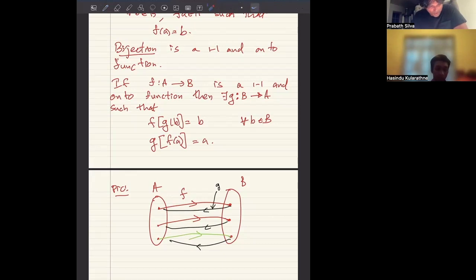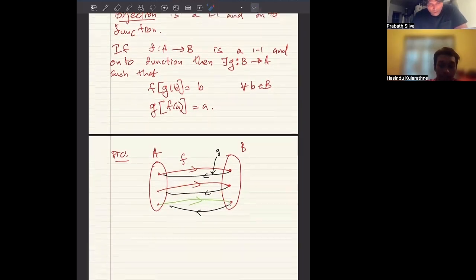And these formulas capture that. If you start with any b from here and you map b using g, that's g of b here, and then you apply f to this element, you go back into here. And this condition means if you start with the element here and you map it with f, that is f of a, and then you apply g to that, you land back in the place you started. So we have this condition.